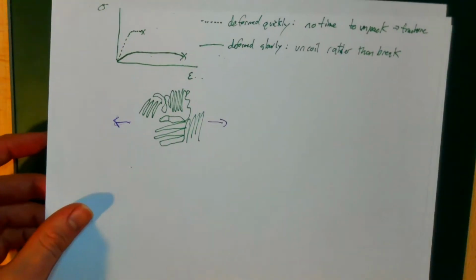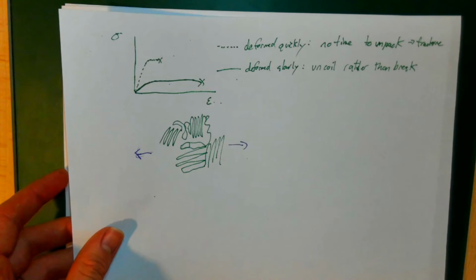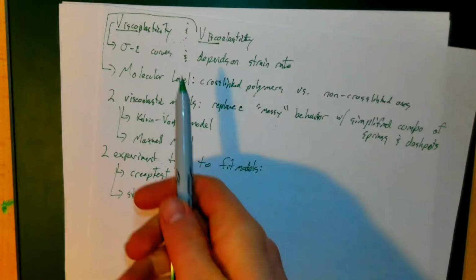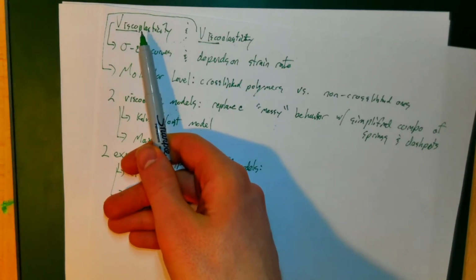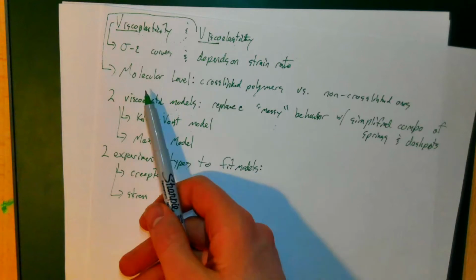Based on how quickly we deform it, can we make those predictions? So that's the, thus concludes our discussion of viscoplasticity. Now let's talk about viscoelasticity and what might be going on at the molecular level there.